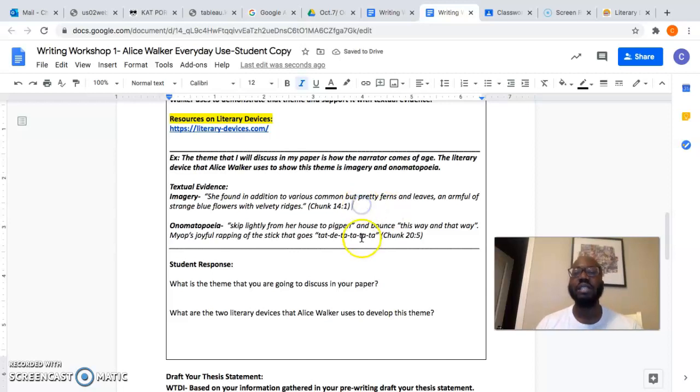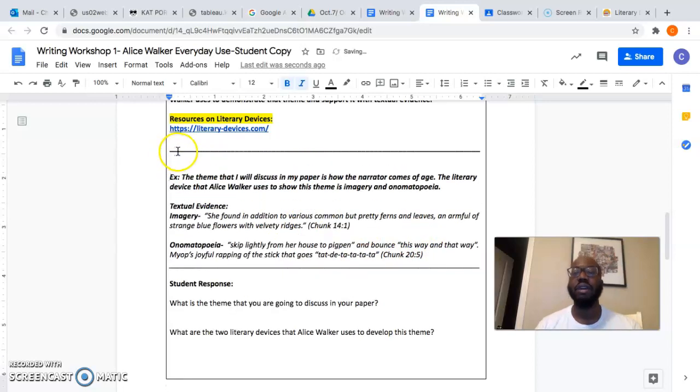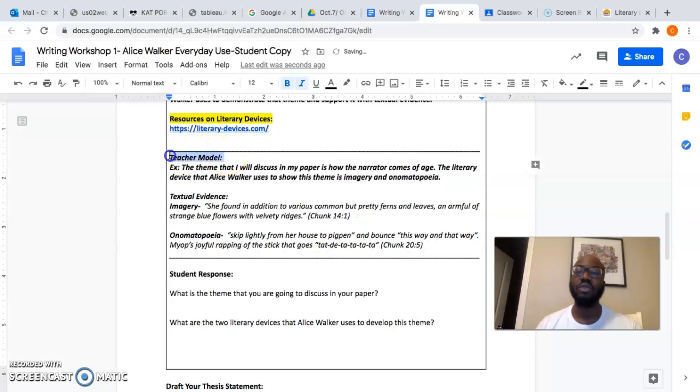So these are my 2 pieces of textual evidence, and then I support it with the chunk number and line. That should be the same thing you do. Identify the theme you're going to discuss, write it out in a sentence, and then identify the 2 literary devices, and then write out the textual evidence and do it in this format. And this is my teacher model. Again, this teacher model is based on Flowers, not your story. So please do not copy my model. I just want to keep reiterating that so you won't get confused and you won't try to plagiarize.